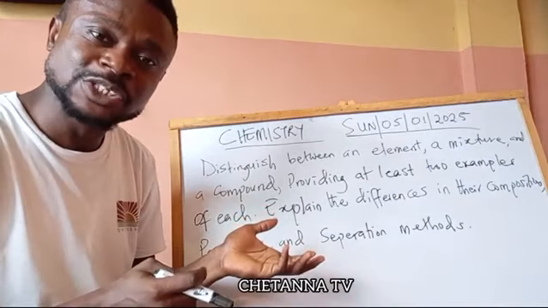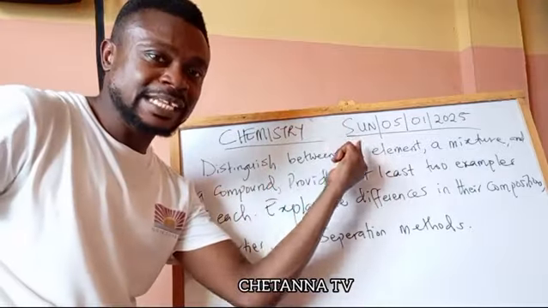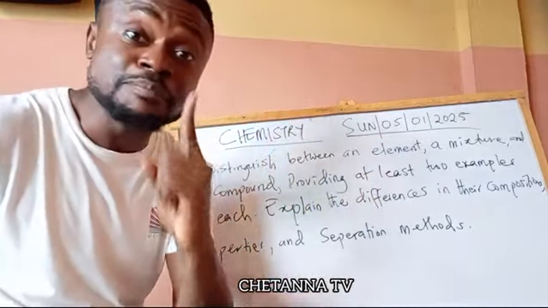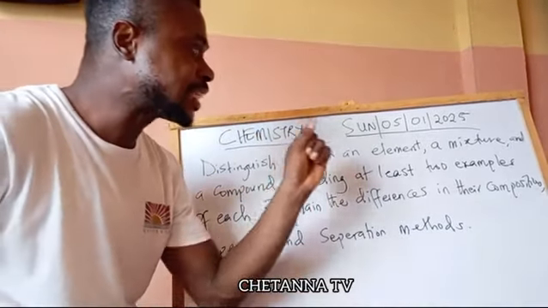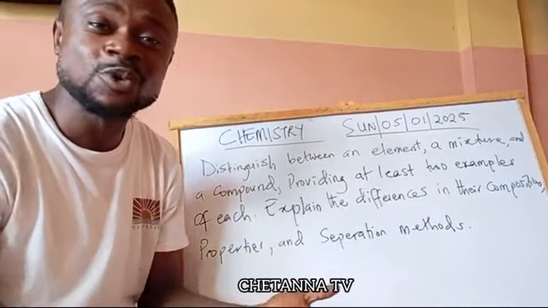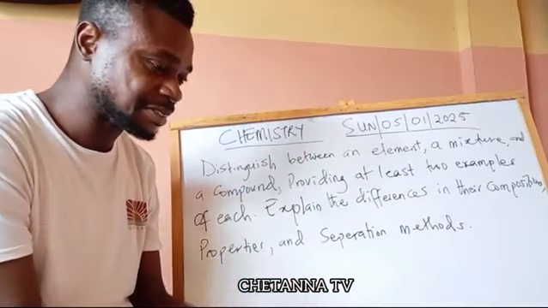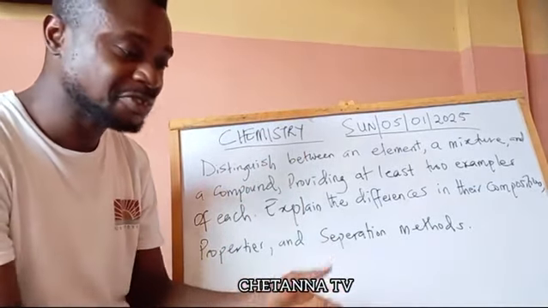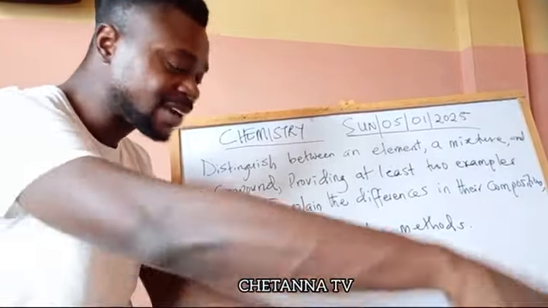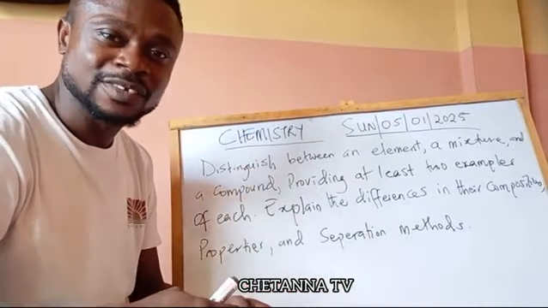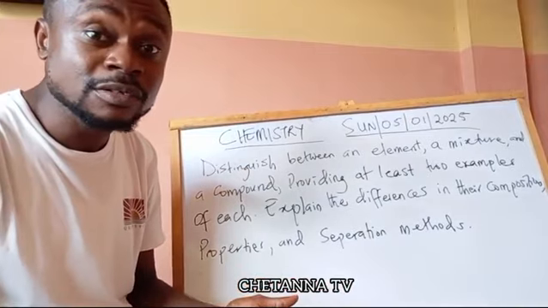Unlike an element that is pure, a mixture is not a pure substance. Please note that. An example of a mixture is seawater. Seawater is composed of a lot of things. Sodium chloride, salt is there, magnesium salt is there, and other debris and other things are present in the seawater.